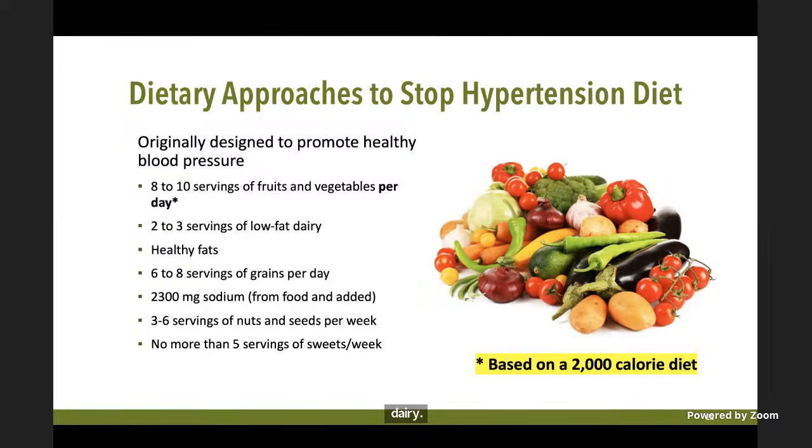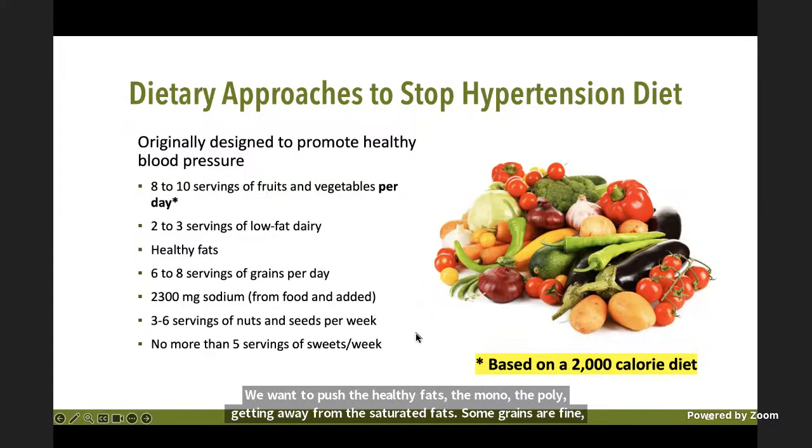No more than 2300 milligrams of sodium. This is the equivalent of a teaspoon of salt. That's including what's in our food and what we add. And most of our sodium comes from processed foods, including canned foods. DASH diet includes 3 to 6 servings of nuts a week and no more than 5 servings of sweets.